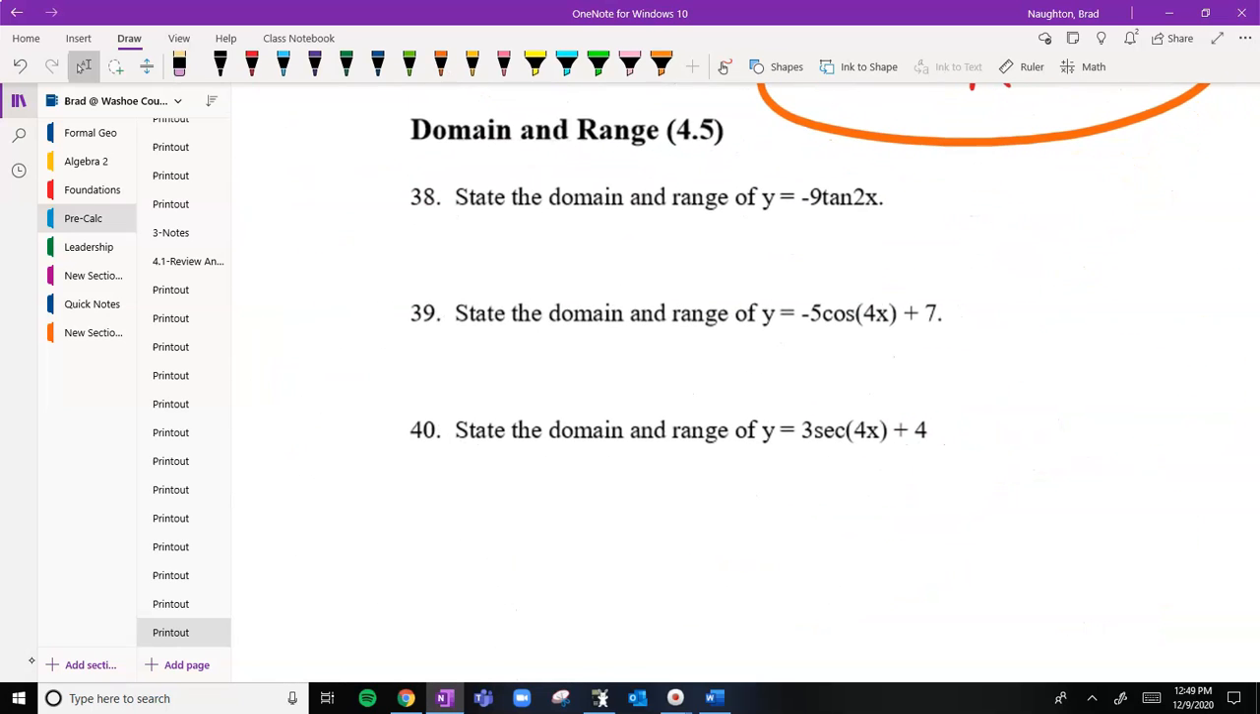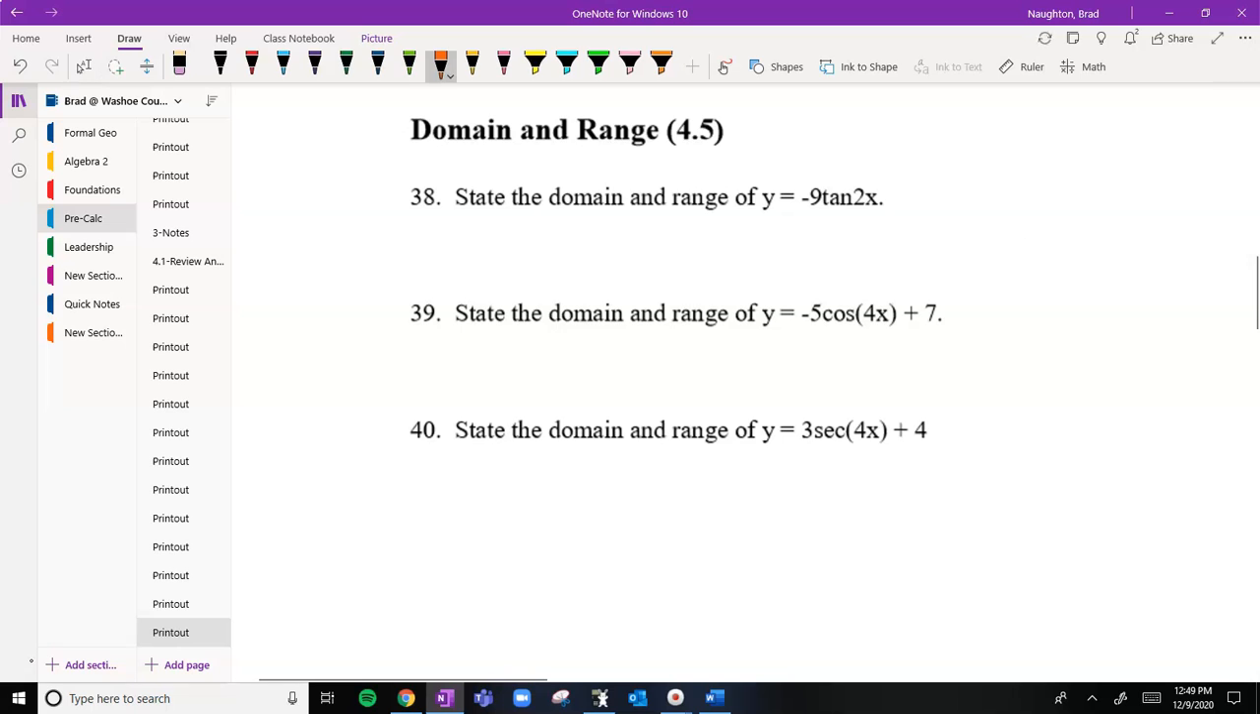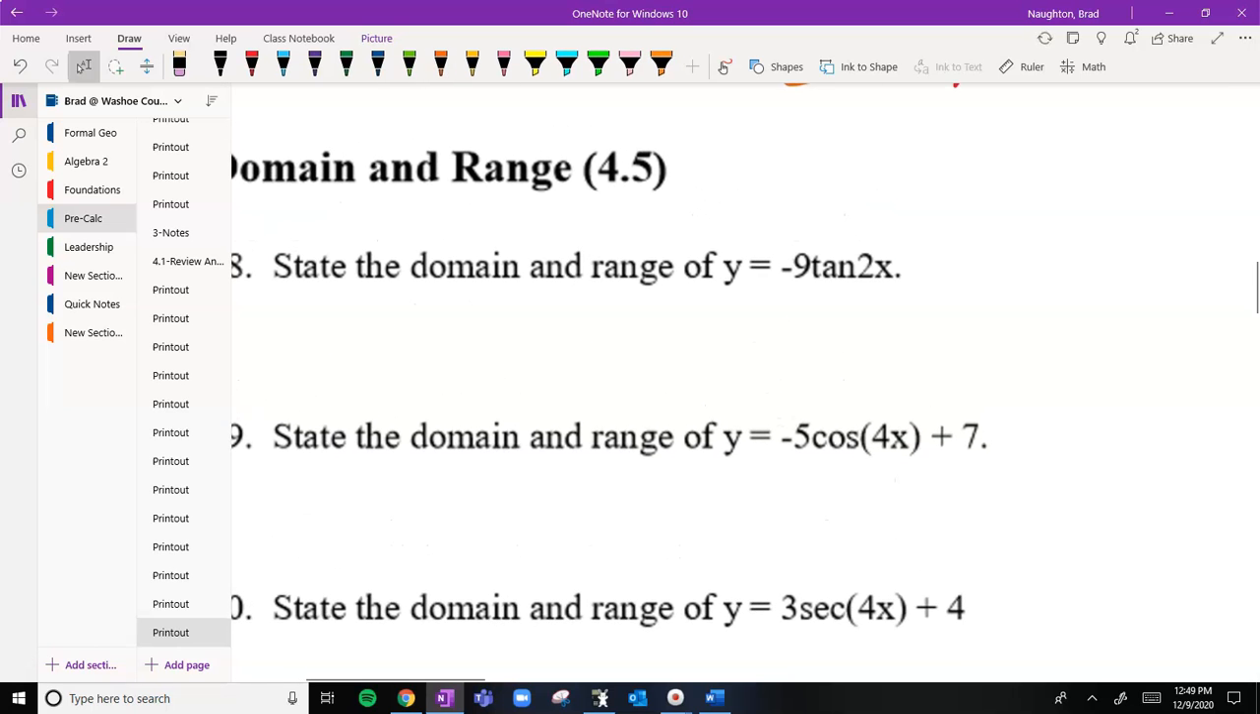Alrighty, domain and range for these functions. So ladies and gentlemen, boys and girls, you have a couple of options. You can graph them. I'm a visual person, so I'm going to graph them. If you want to try to just look at them, good luck. But I think graphing is the way to do this. You can look at it on the calculator. You can really just look at your period and make some distinctions from there. But I'm going to go ahead and start with that.